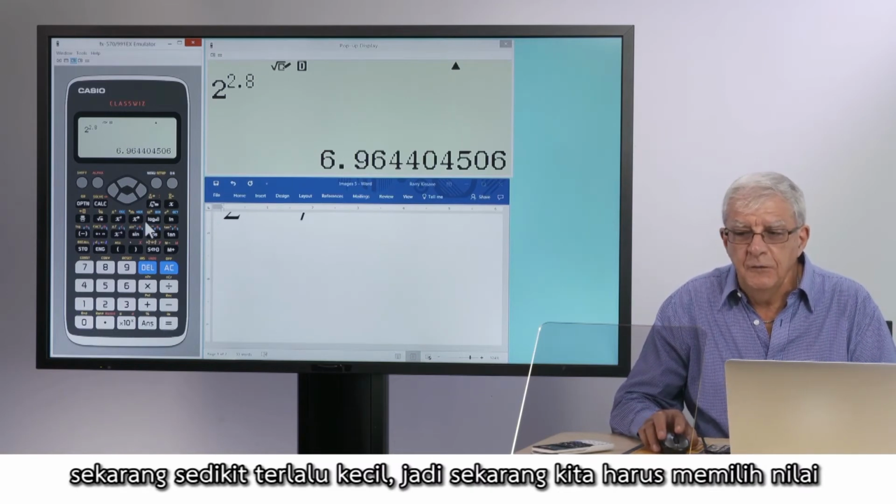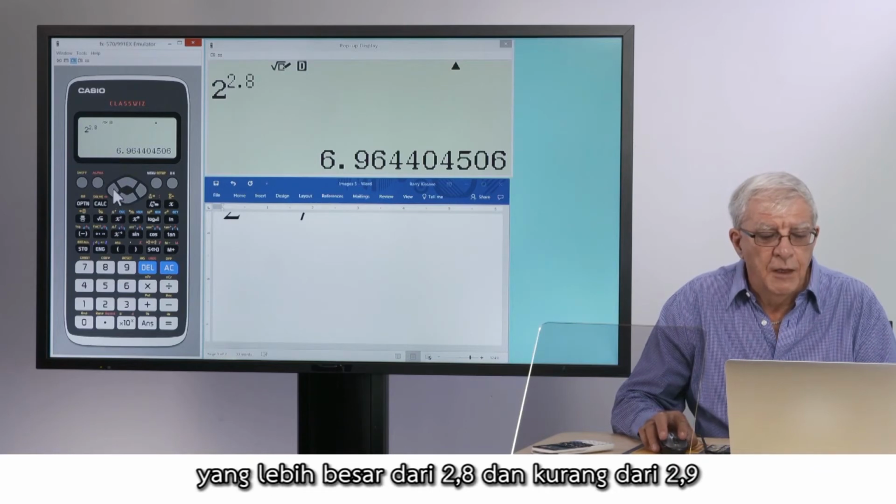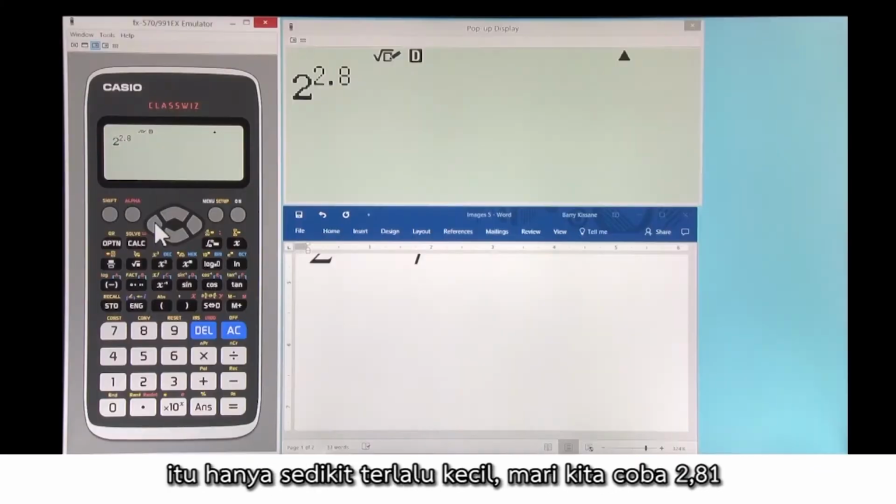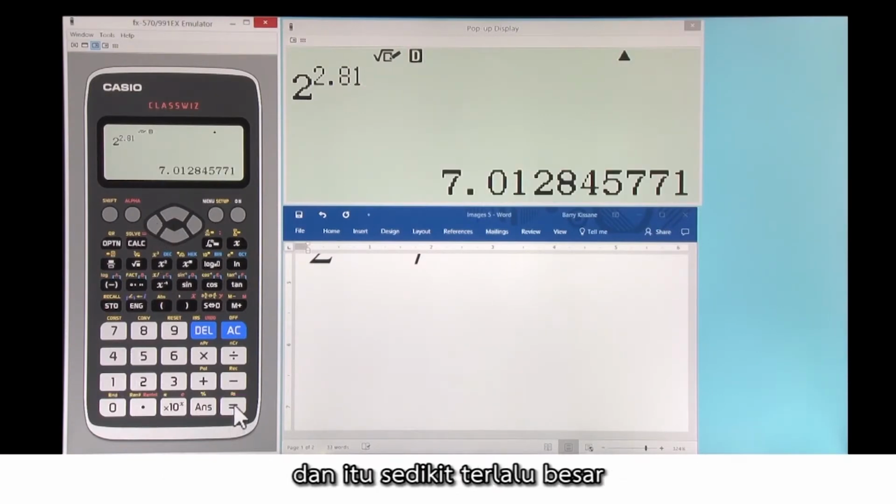So now we need to choose a value that's larger than 2.8 and less than 2.9. It's only a little bit too small. Let's try 2.81. And that's a little bit too large. So we can improve the guess again by choosing another value.